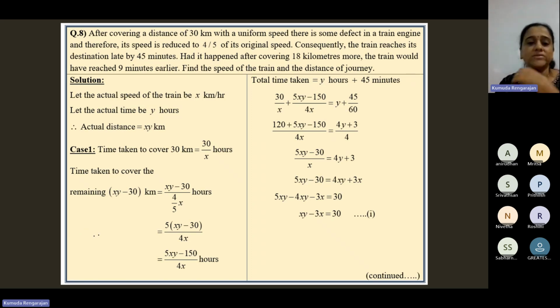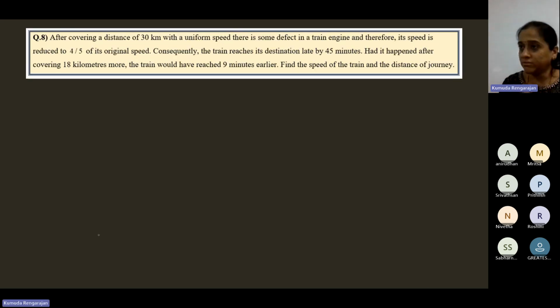Now, to frame equations, you need to first frame the equations in words in your mind.